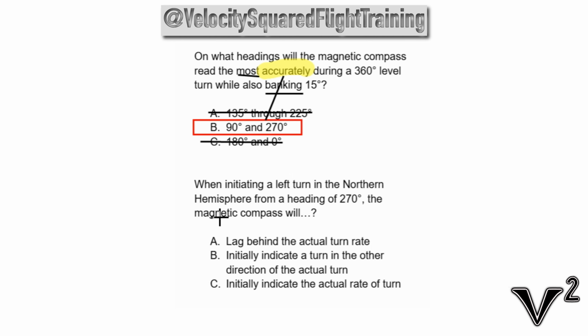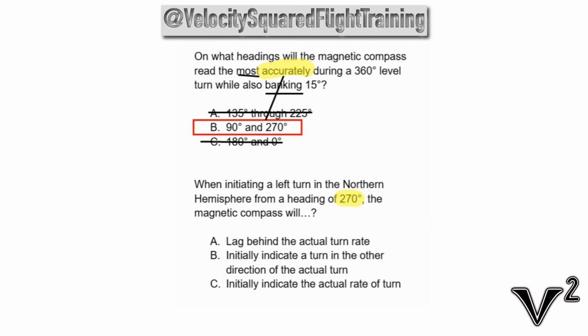All right. More magnetic compass errors, right? So we talked about it a little bit, but now let's see how they work. When you're initiating a left turn in the northern hemisphere from 270, the magnetic compass will do what? So if you're going 270, it's kind of counterintuitive here because this question is talking about magnetic compass errors, but you're on heading 270. We just talked about it. It's most accurate. So what's it going to do here at 270?